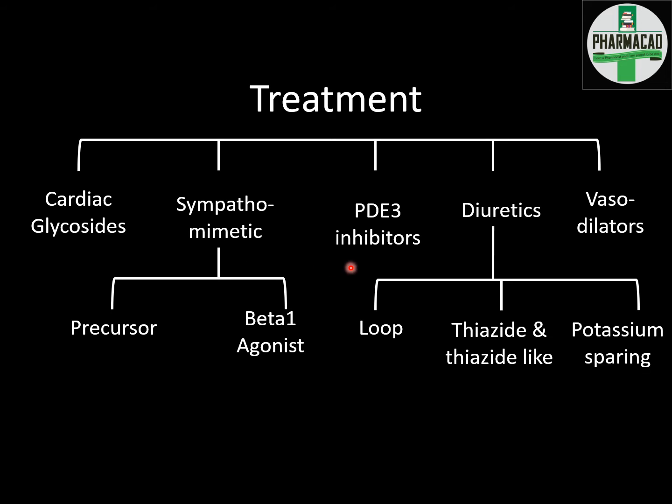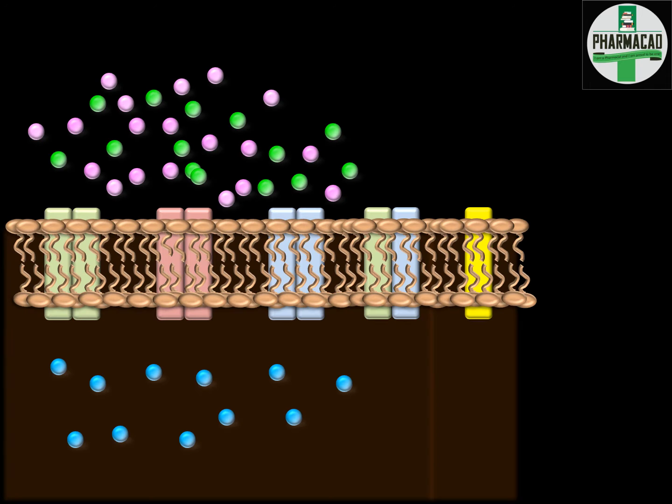Apart from this, we will also see some drugs, not in this topic under CHF, but in the hypertension and diuretics topics. Now, why will these be given in CHF? Because these will reduce the preload and afterload in CHF. So let's start with cardiac glycosides, which is the most important class of drug under CHF management.